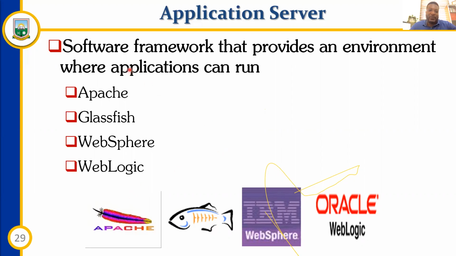Now, an application server is a software framework that provides an environment where applications can run. So you can have Apache. These are examples of application servers.